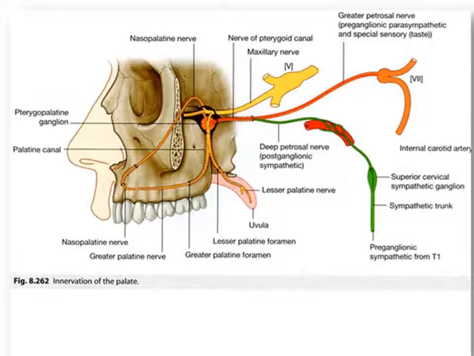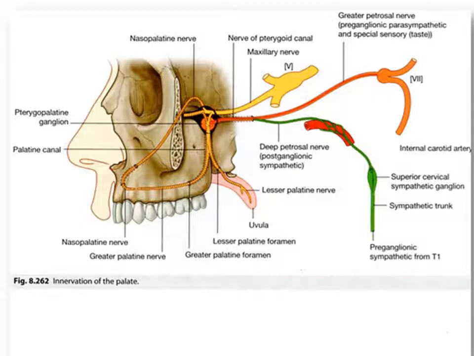Discussing the nerve supply of the palate, it is very important to understand three types of fibers: sensory, parasympathetic, and sympathetic fibers. Sensory fibers come from the second division of the trigeminal nerve, which is called the maxillary nerve, while parasympathetic fibers come from the facial nerve through the greater petrosal nerve. Here they come and unite in the nerve to the pterygoid canal. The sympathetic fibers come from the superior cervical ganglion, form the internal carotid plexus, and join the nerve to the pterygoid canal. So in the nerve to the pterygoid canal, there are sympathetic and parasympathetic fibers.